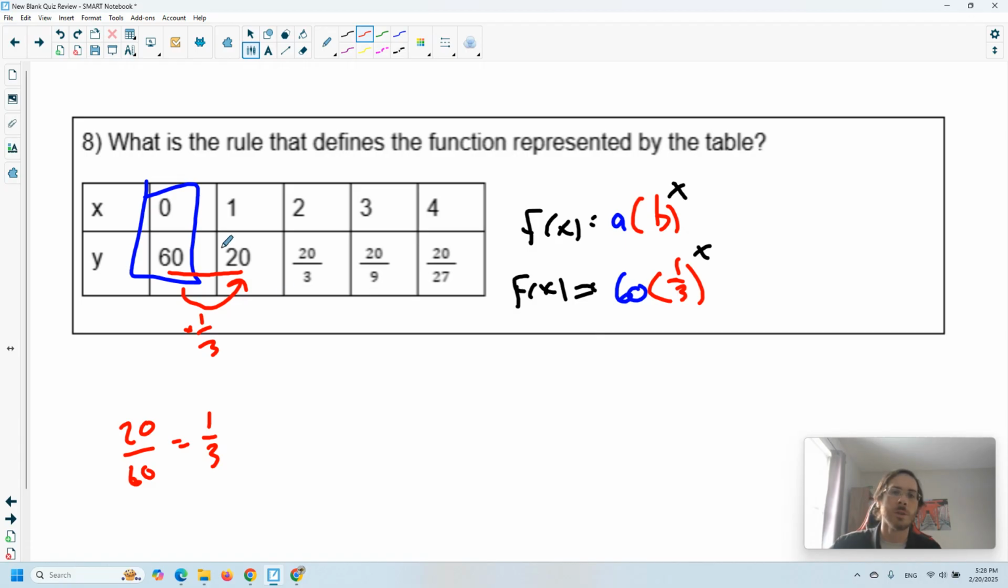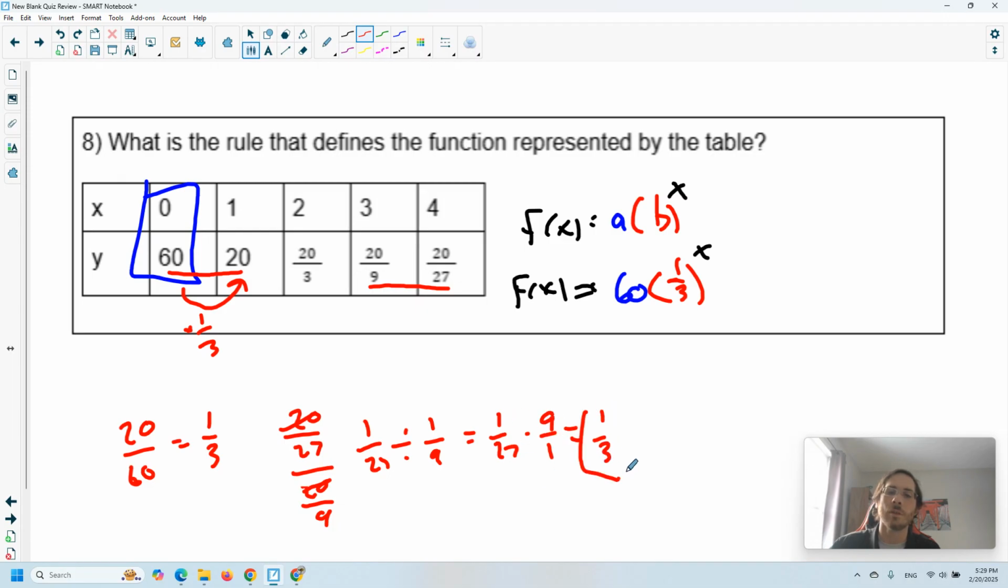If I didn't want to pick those two, again, I could pick these two all the way over here. 20 over 27 divided by 20 over 9. 20's cancel, so we have 1/27 divided by 1/9, which is 1/27 times 9 over 1. And then this would cancel to 1/3. So we simplify down to 1/3. And that's it for number 8. Let me box my answer. That's what the answer is.